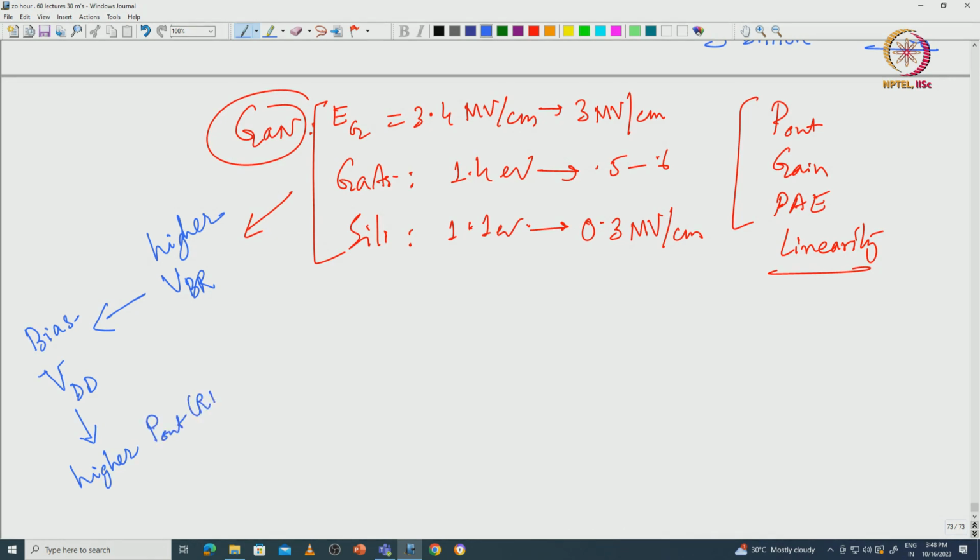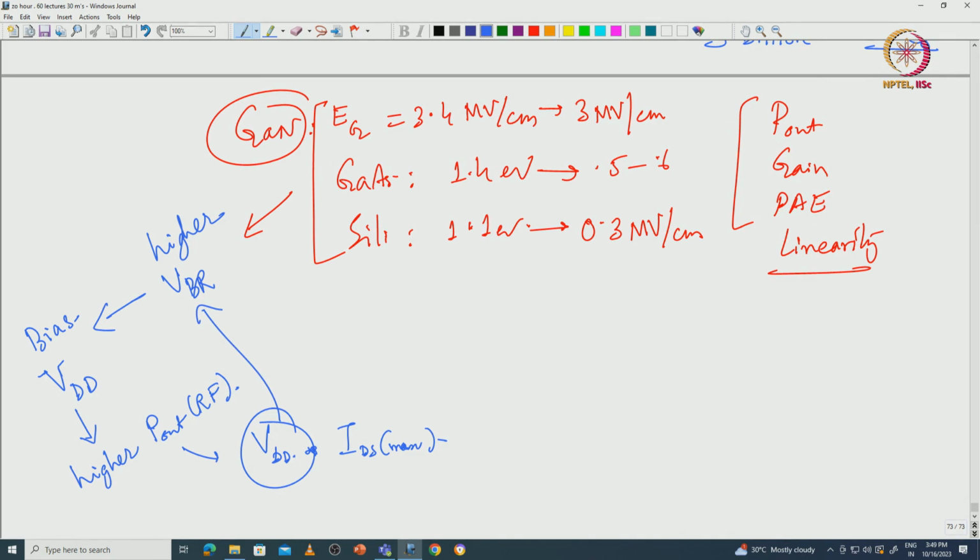So, the RF output power depends on the output voltage that you are biasing. It also depends on the maximum current that you can get, the product of both, by the way. And so, if you have higher drain bias, you will get higher output power, because you can have a higher breakdown voltage. That is one part of the story.